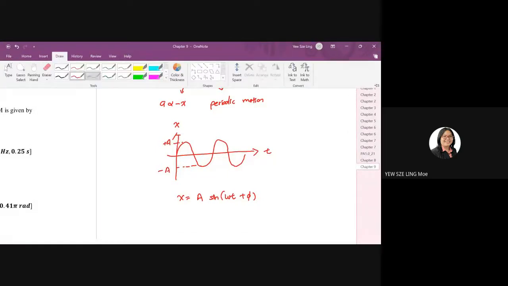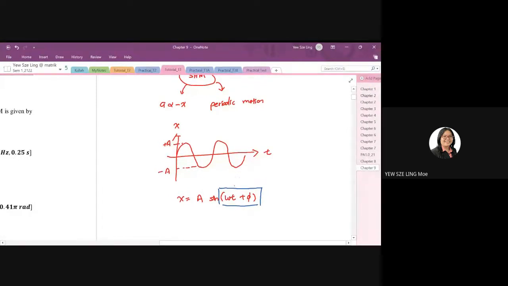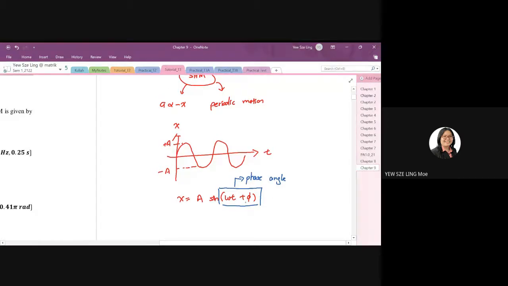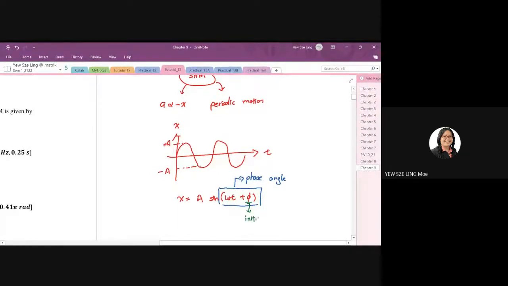Now, what is so important about this equation? The first thing you have to know is that this whole thing, ωt + φ, we call the phase angle. Sometimes the question won't ask for the phase angle. The question will just ask for the initial phase angle. So which part of the equation represents the initial phase angle? It is the φ. So this is our initial phase angle.